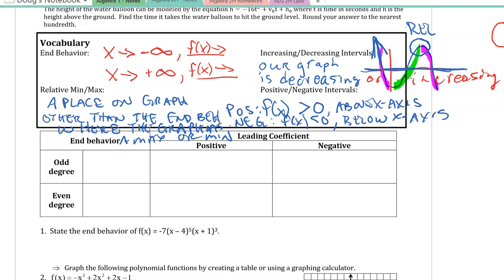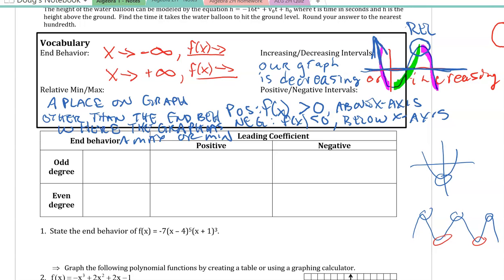So think about that for a moment. When we had our parabola, we only had one place. That was a min, or if it was pointing downward, a max. But now we can have a function that has multiple local maxes or local mins.